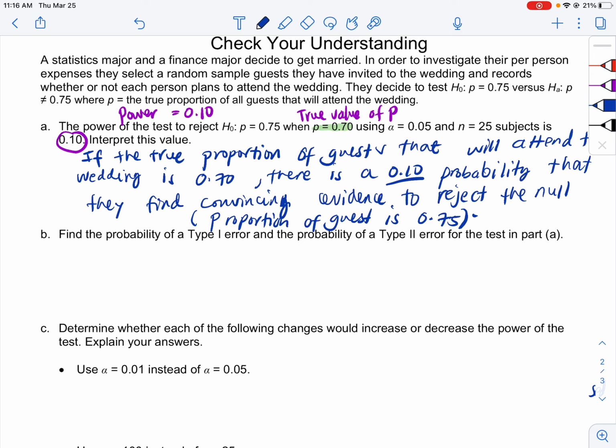Now find the probability of a type 2 error. The probability of a type 2 error is 1 minus power. So 1 minus 0.10 is 0.90. Oh my goodness. The probability of making a bad decision is 90%.